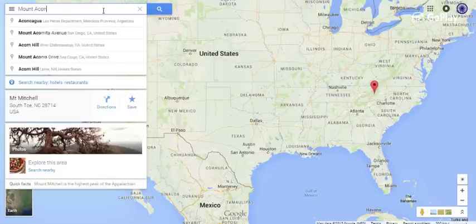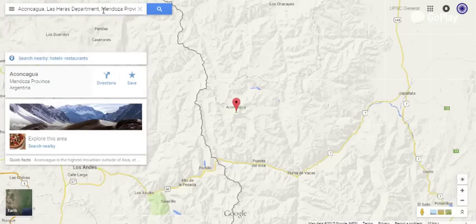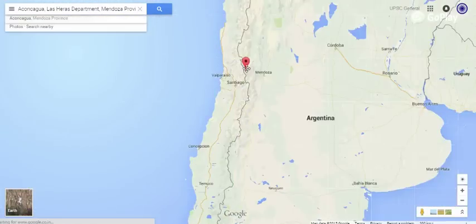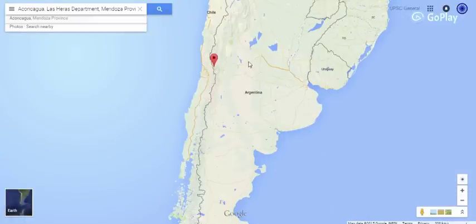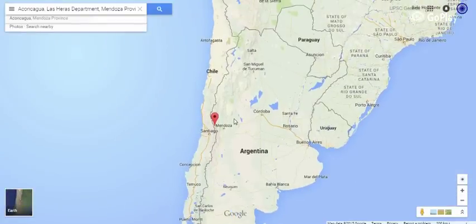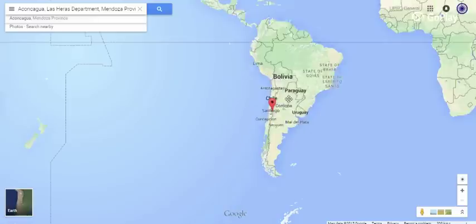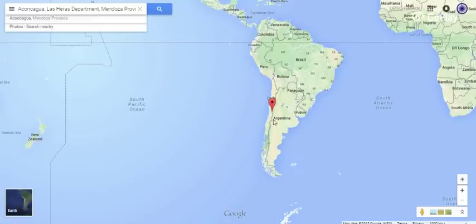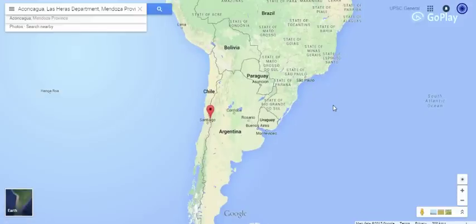And next, let's look at Mount Aconcagua. Mount Aconcagua is in Argentina, South America, in the border region between Argentina and Chile. It is the highest peak outside Asia after Mount Everest, and its height is about 6,960 meters. It is located in the Andes mountain range. Look at the extent of the Andes mountain range. It is the highest point in the southern hemisphere.